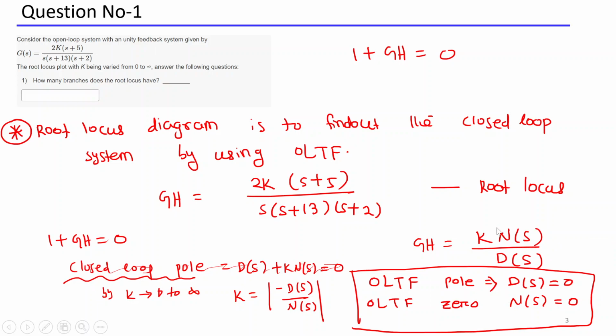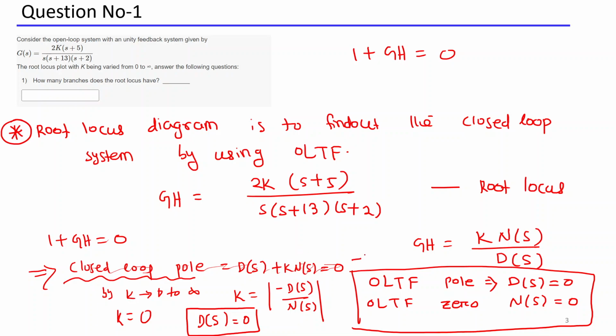So here this is the closed loop poles, but I am finding out k from this equation. Why am I finding out k? Because I want to vary my k from 0 to infinity to find out my closed loop poles location. So first, whenever you put k equal to 0 in this expression, it gives Ds equal to 0. So in this equation, this is the closed loop pole, which is Ds plus k Ns equal to 0.